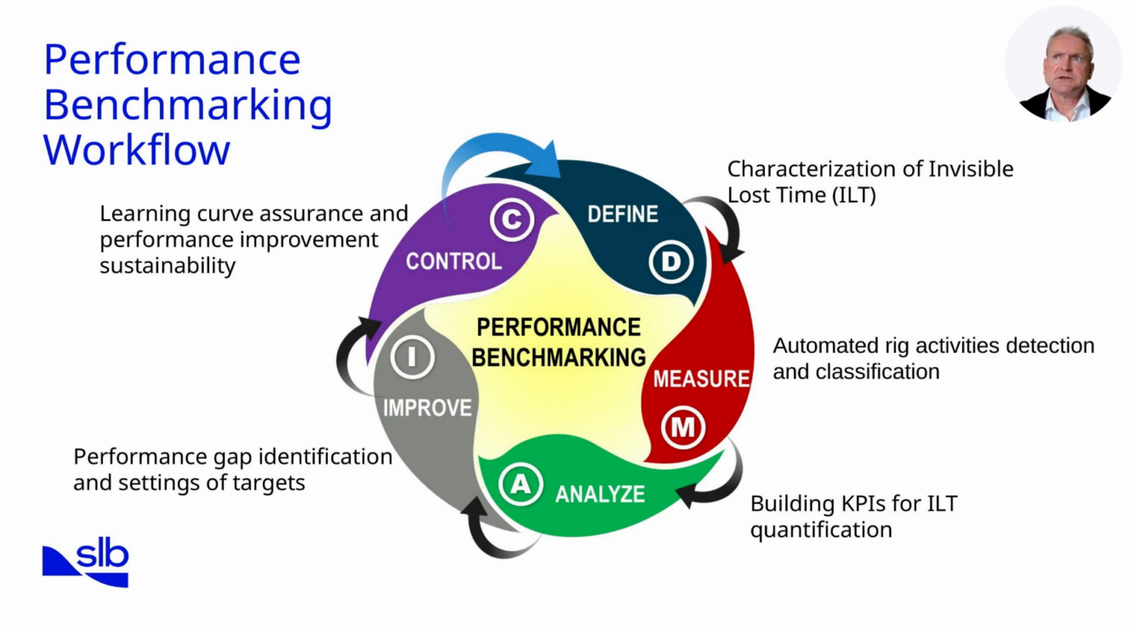The fourth stage is improve. Here, we focus on performance gap identification and setting of realistic targets to close those gaps. Finally, we reach control, which provides learning curve assurance and performance improvement sustainability, ensuring gains are embedded into future operations. Together, these DMAIC steps provide a structured, repeatable process for continuous benchmarking and drilling optimization.